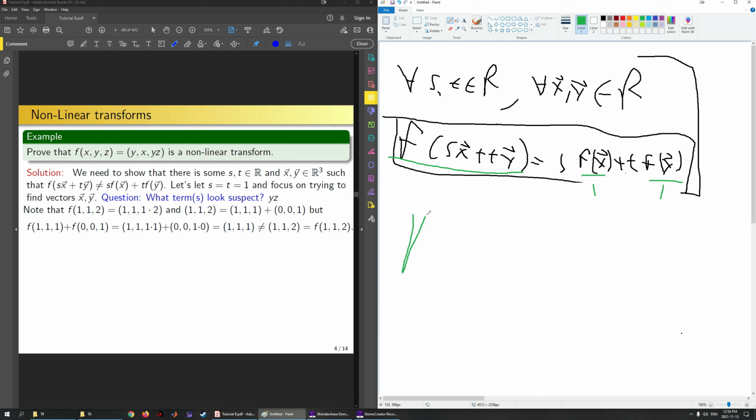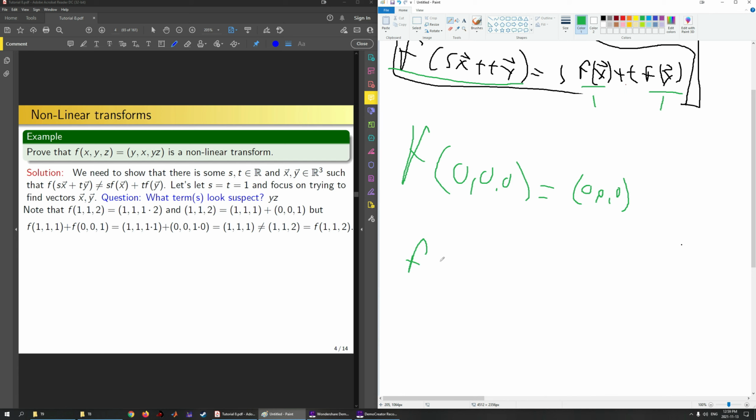So again, you could do other cases, like I could say f of (0, 0, 0). This is just going to be (0, 0, 0). And then I could try to decompose this to be, say, f of, let's just say (0, 1, 1). And then for the other bit, we'll say that's f of (0, -1, -1), right? If I take (0, 1, 1) and add to that (0, -1, -1), I do get (0, 0, 0).